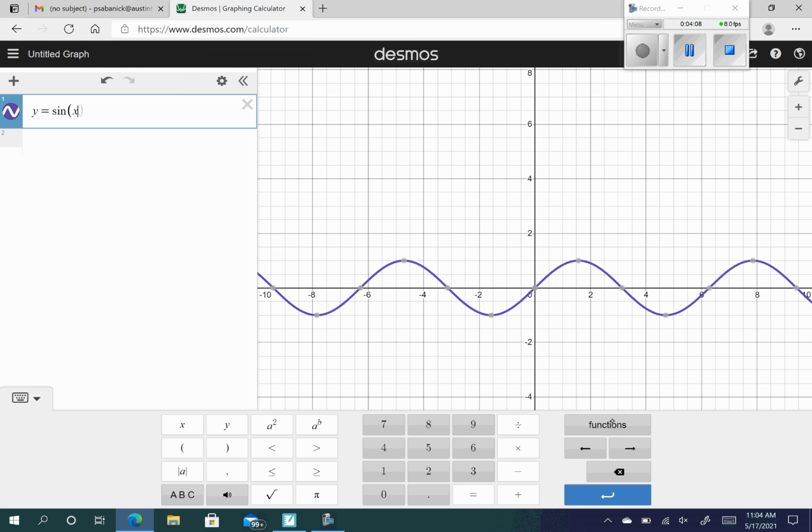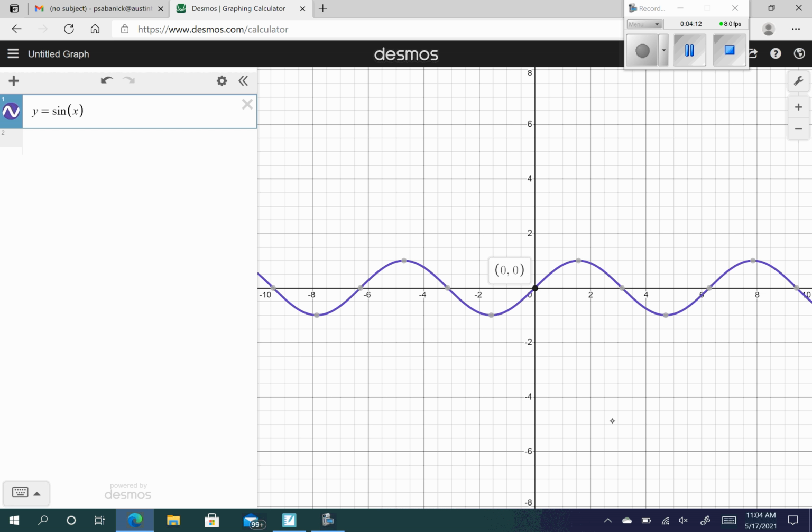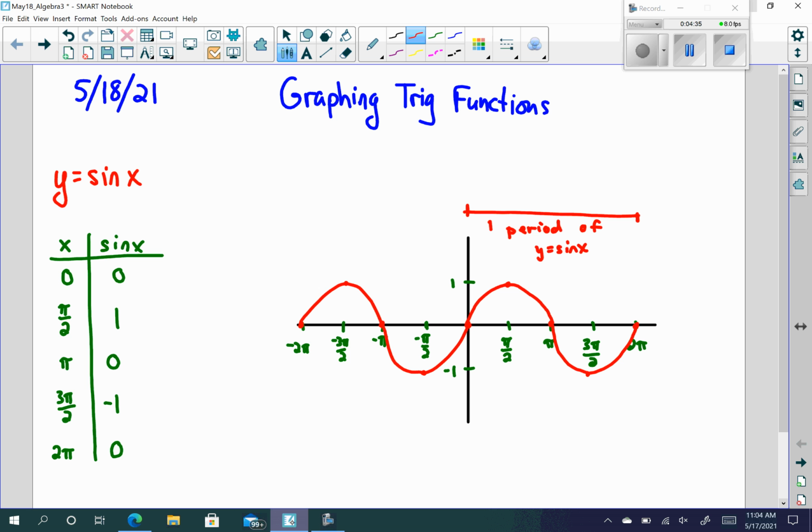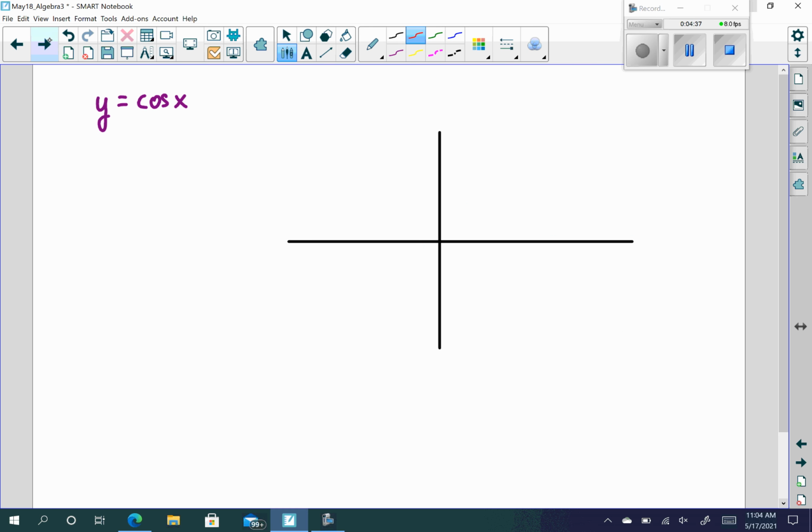The domain is going to be all real numbers, but these are the parts that we graphed. So here we have 0, 0. Here's pi over 2, 1. Here's pi, 0. Here's 3 pi over 2, negative 1. Here's 2 pi and 0. Right here is negative pi over 2, negative 1. Negative pi, 0. Negative 3 pi over 2, positive 1. And then negative 2 pi, 0. So that's what we graphed by hand. All right, let's take a look at cosine x.